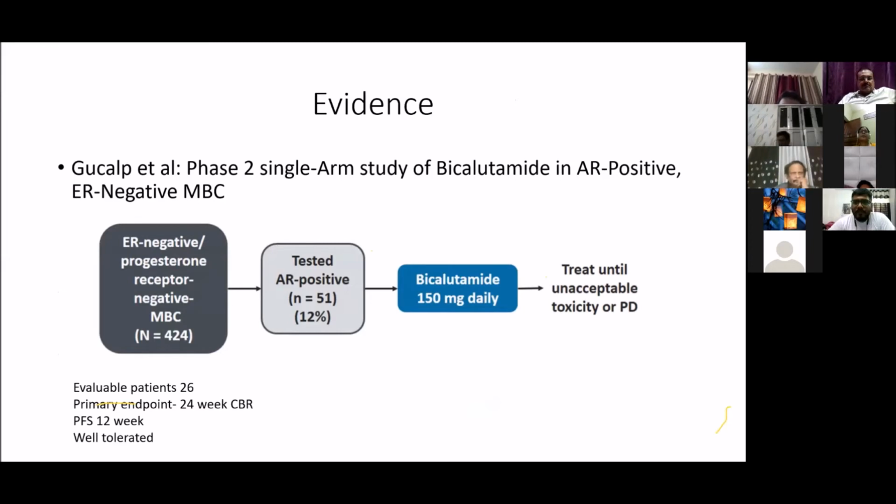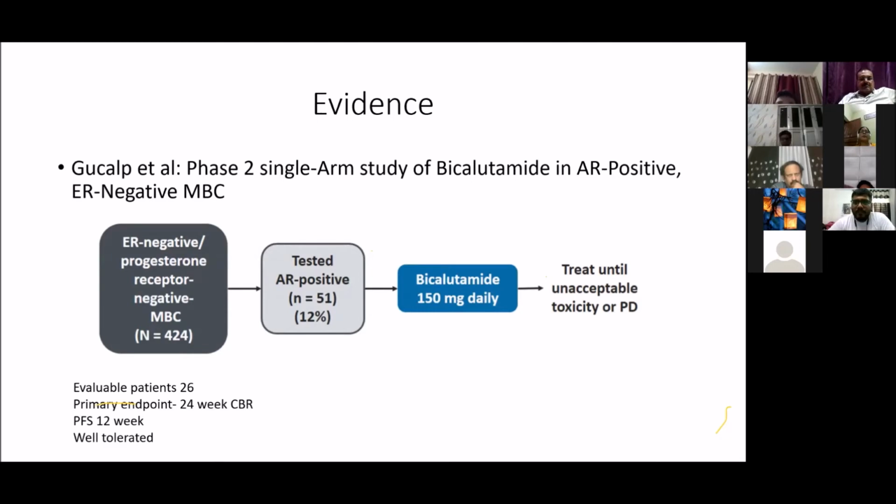So this was a single arm phase 2 study by Buccal et al. in ER negative, progesterone receptor negative patients, 424 patients, out of these 51 tested positive for androgen receptor. They were given bicalutamide 150 mg OD till unacceptable toxicity. The primary endpoint was 24 week clinical benefit ratio.